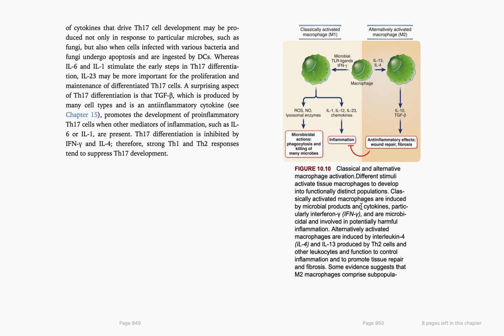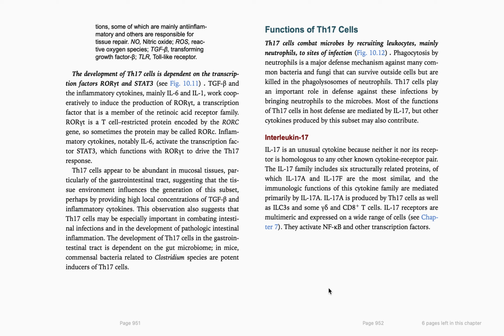Classically activated macrophages are induced by microbial products and cytokines, particularly interferon gamma, and are microbicidal and involved in potentially harmful inflammation. Alternatively activated macrophages are induced by interleukin 4 and interleukin 13 produced by T helper 2 cells and other leukocytes, and function to control inflammation and promote tissue repair and fibrosis. Some evidence suggests that M2 macrophages comprise populations, some of which are mainly anti-inflammatory and others responsible for tissue repair. Now, nitric oxide, reactive oxygen species, and other things we will be talking about.